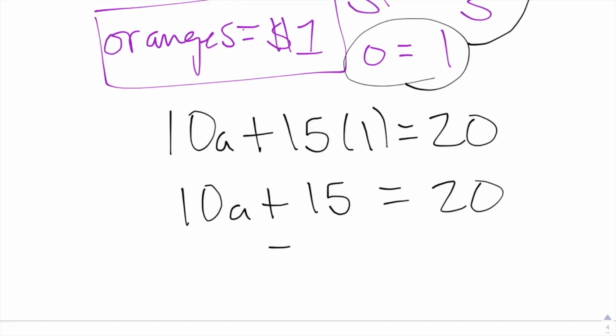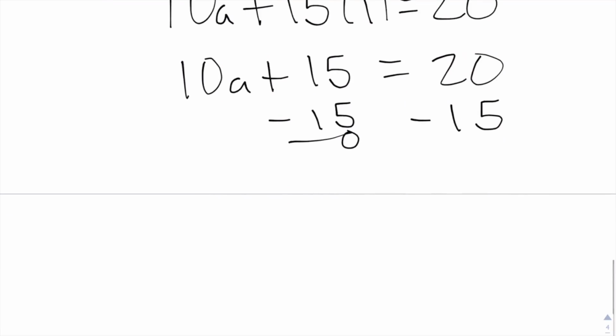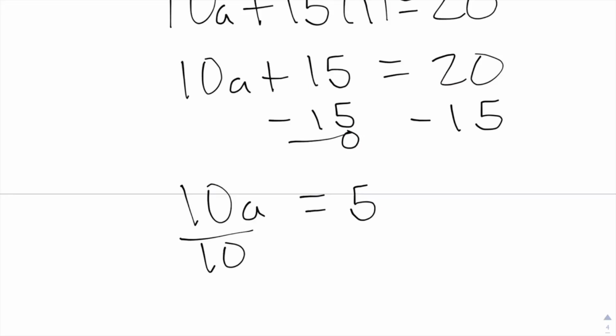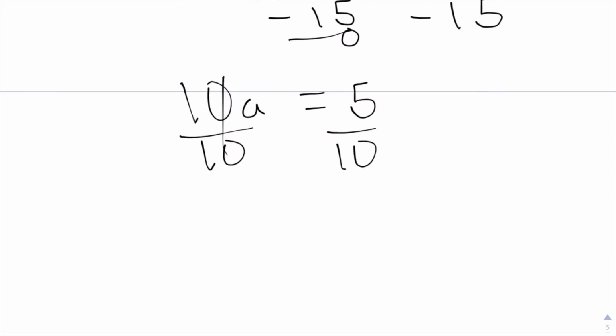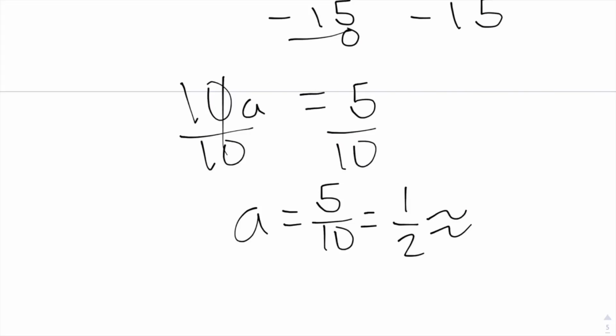Subtract 15 from both sides. I'm going to isolate the variable. 10A equals 5. Divide by 10. And you get that A equals 5 over 10. But we simplify this, it's 1 over 2. And in terms of talking about money, 50 cents.